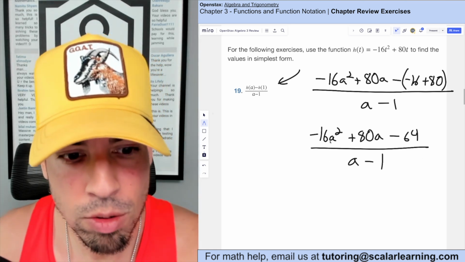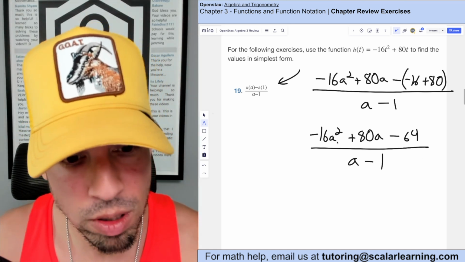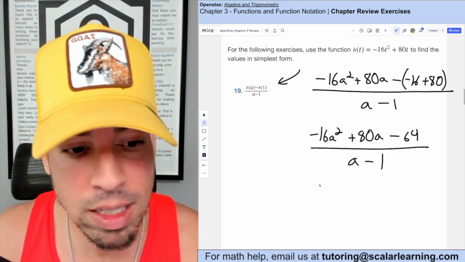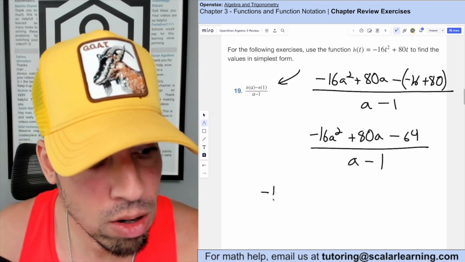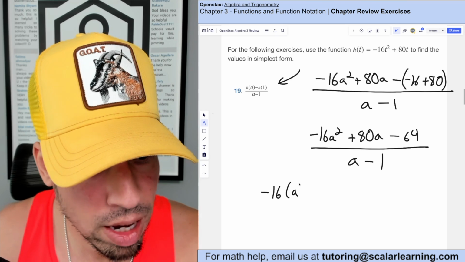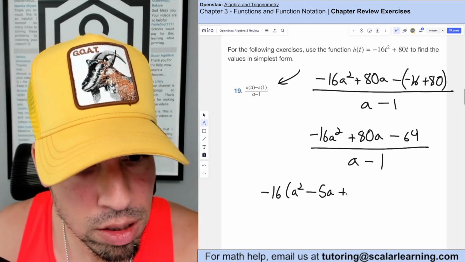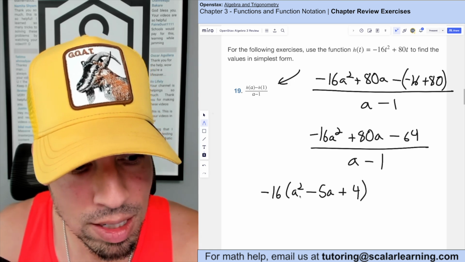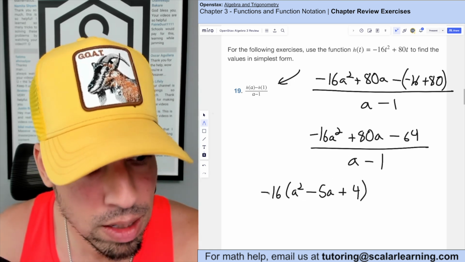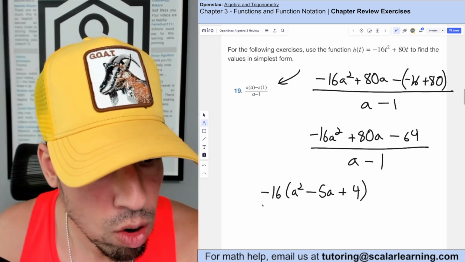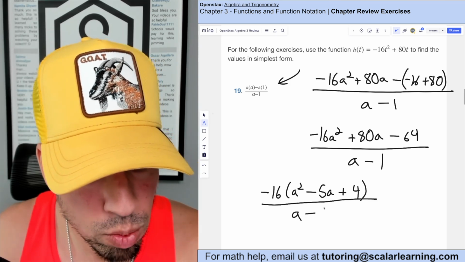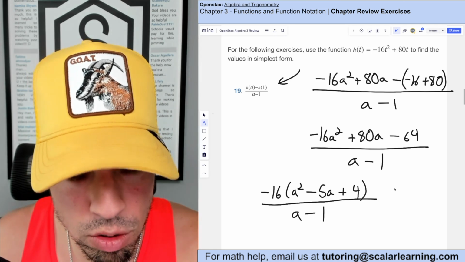Now we can simplify a little bit on top. We can see if this is factorable. Now, first of all, there's a GCF on top of -16. So check this out. If I pull out a -16, I'm left with a squared minus 5a plus 4, right? Because if I redistribute it, I get -16a squared, boom, +80, and -64. And all of this is still over a minus 1. Now I'm going to see if I can factor the numerator, which I can.